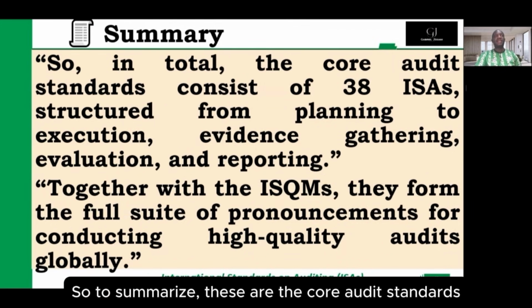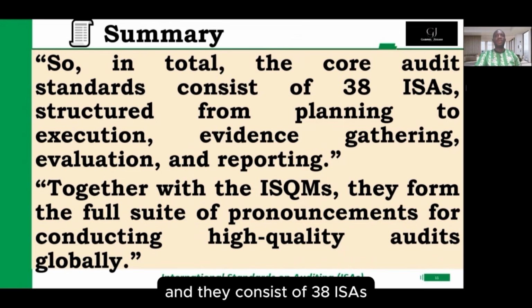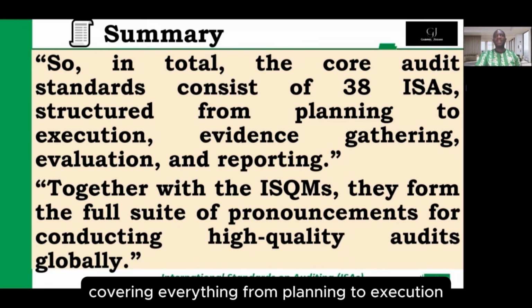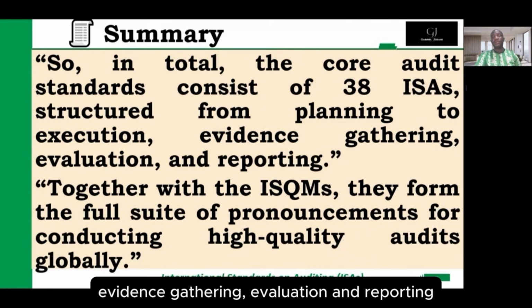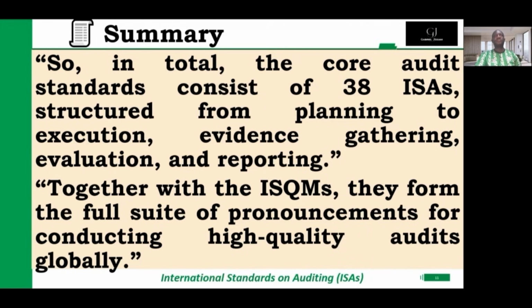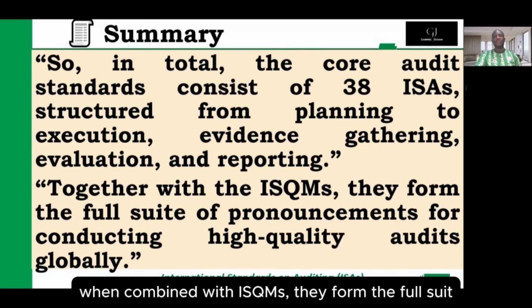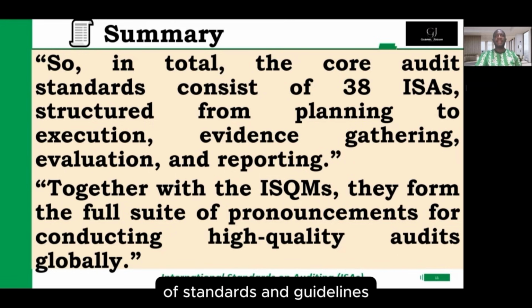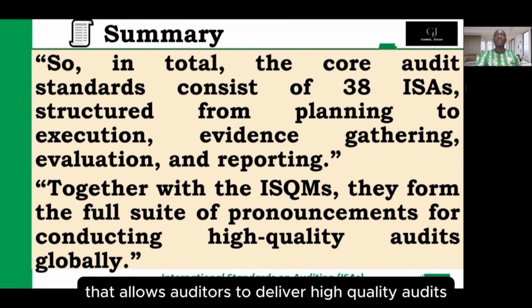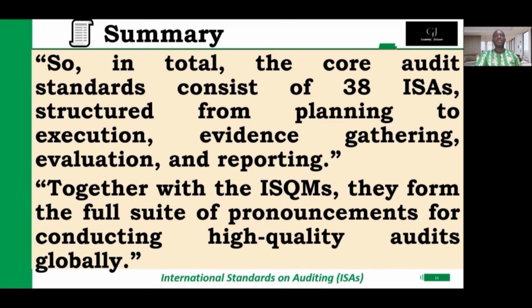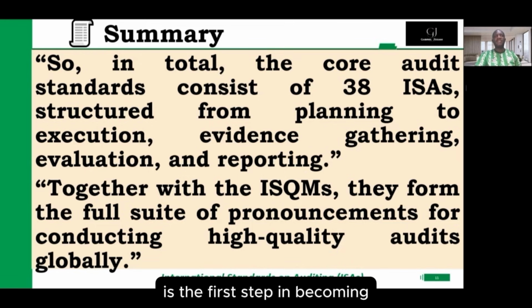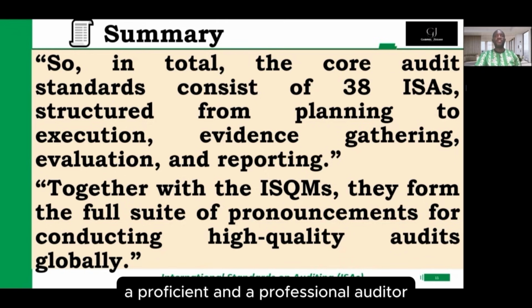So to summarize, these are the core audit standards, and they consist of 38 ISAs, covering everything from planning to execution, evidence gathering, evaluation, and reporting. When combined with ISQMs, they form the full suite of standards and guidance that allows auditors to deliver high-quality audits globally. Understanding this framework is the first step in becoming a proficient and professional auditor.